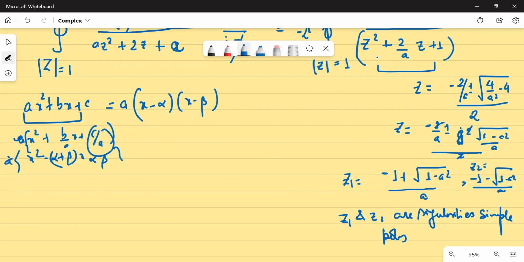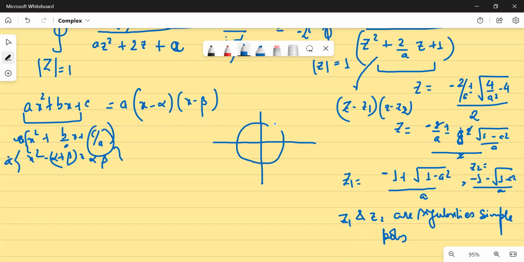Because your function can be represented as z minus z1 into z minus z2. Is that clear? Now, what remains to be seen is which singularity, z1 or z2, is inside the circle and which is outside the circle. My circle is of unit radius, so I'm making that circle again. This is my circle of unit radius, that is, mod z equal to 1.